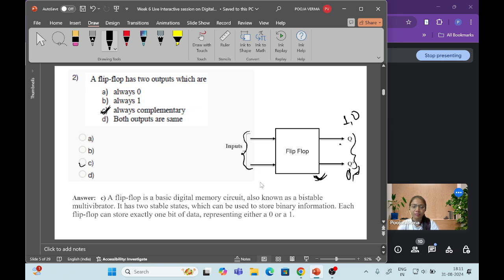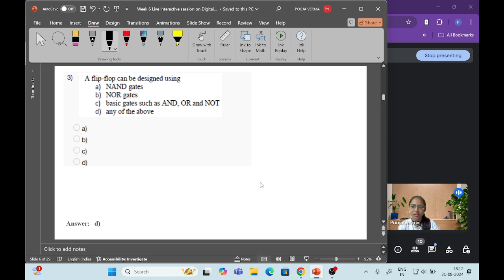Okay, moving to the next question. Next question is: a flip-flop can be designed using option A, NAND gate; option B, NOR gate; option C, basic gates such as AND and NOT gate; or option D, any of the above. So would you like to answer this question?